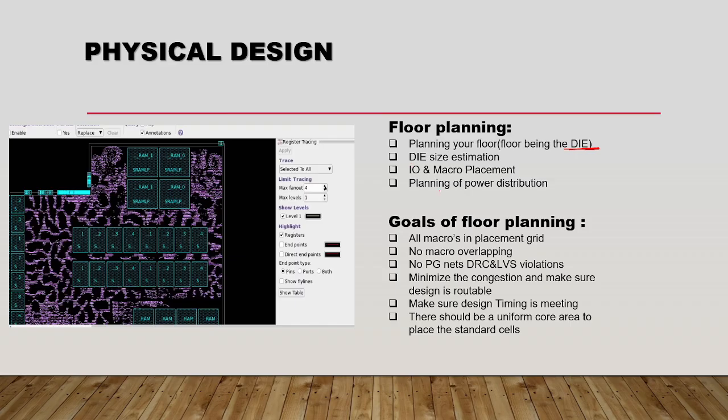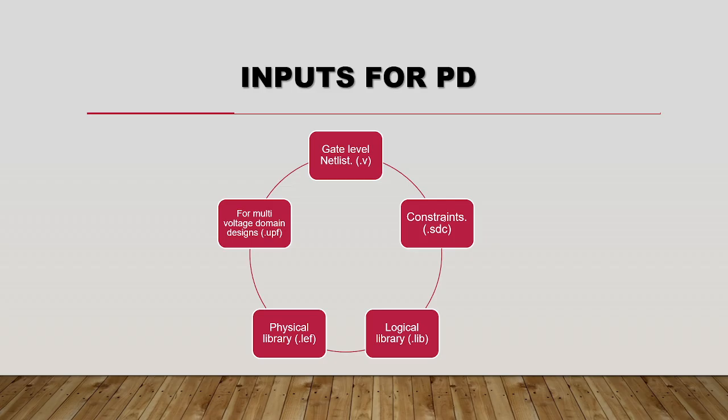Floor planning: how the macros will be placed, how the RAM will be placed. You will do this in the tool itself. Like that you will study. And what are the inputs for PD, I told you. These are the inputs. You are going to study the .v file. .v file means netlist. I told you about synthesis. What is synthesis?